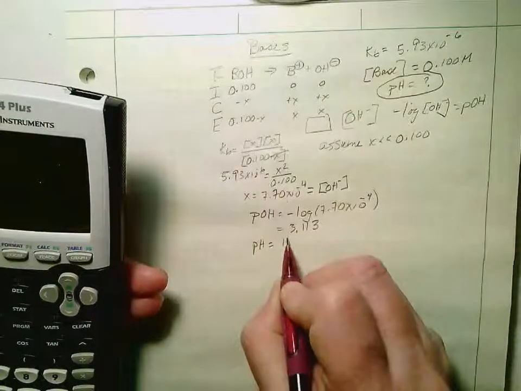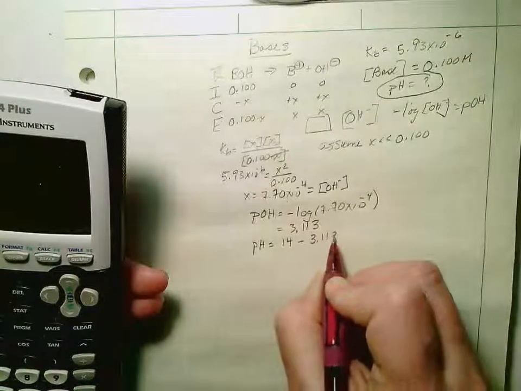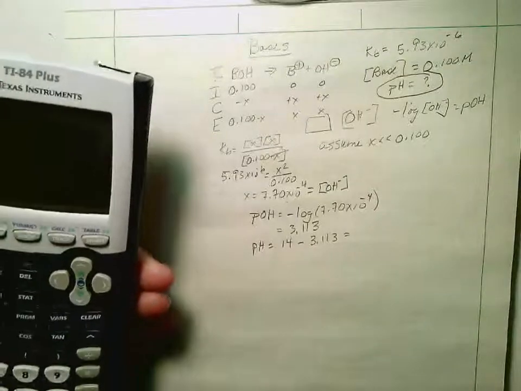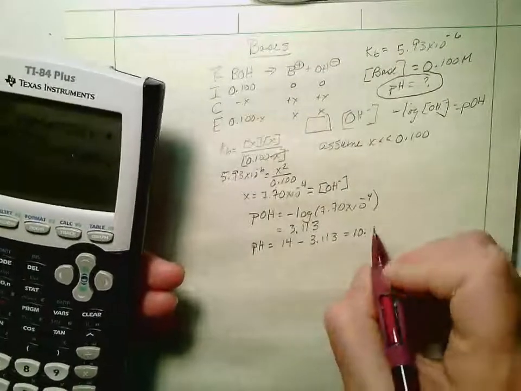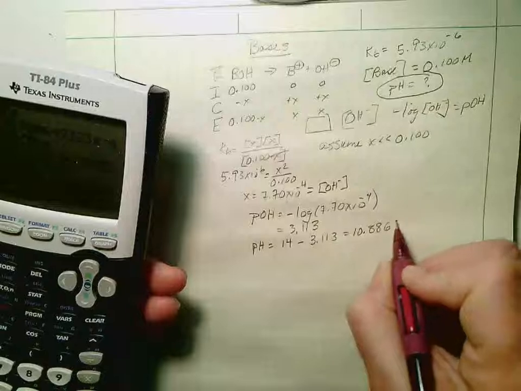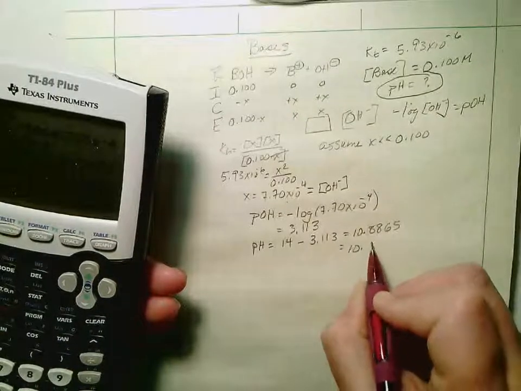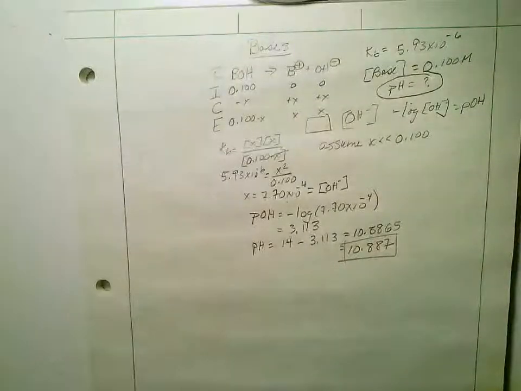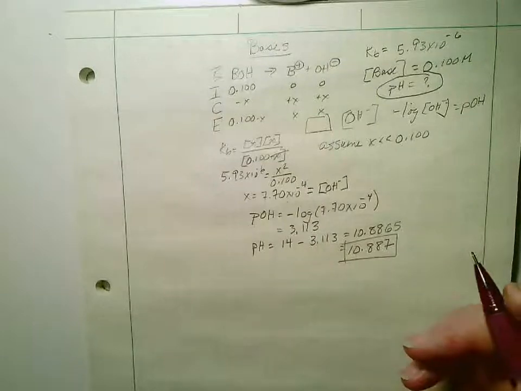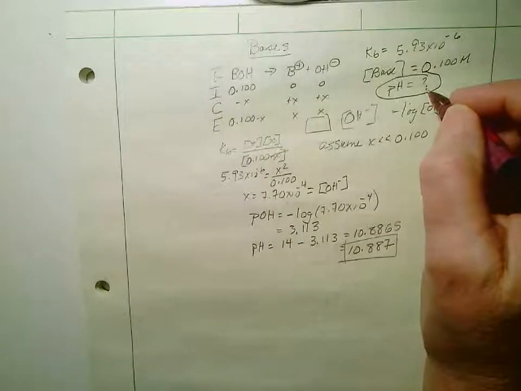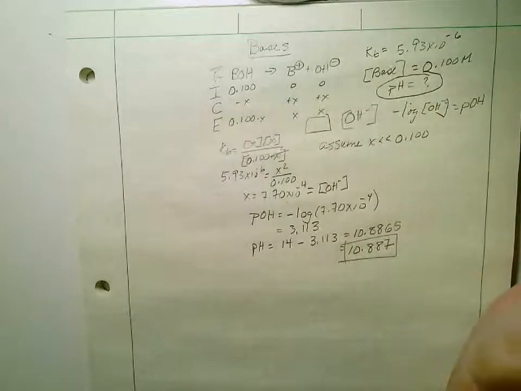So pH is going to equal 14 minus 3.113. So 14 minus second answer equals 10.8865. So that's going to round up to 10.887 as the pH. And a good way to check for this is maybe make a note for yourself that the pH should be greater than 7 because you've added a base. So I think that should be okay.